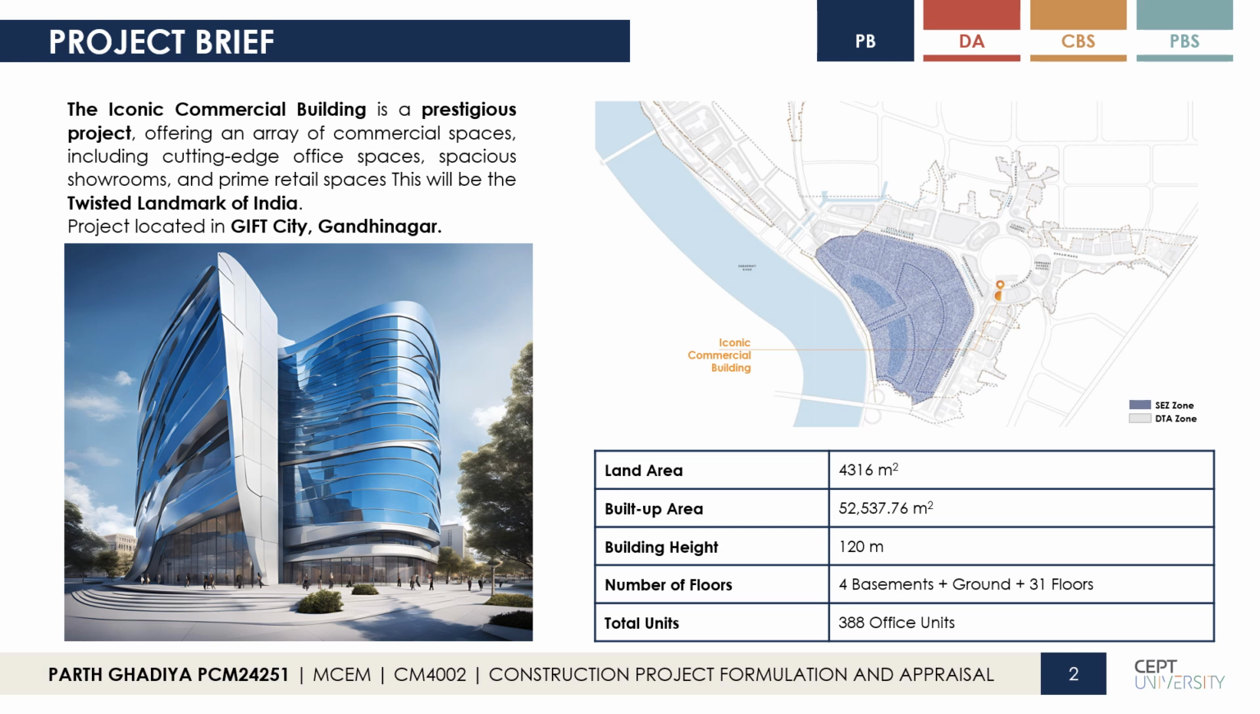The project specification. The building has a total built-up area of 52,537 square meters. It rises to a height of 120 meters. It includes four basements, a ground floor, and 31 floors, each thoughtfully designed to serve diverse commercial needs, with the floors featuring office spaces, spacious showrooms, and prime retail areas.